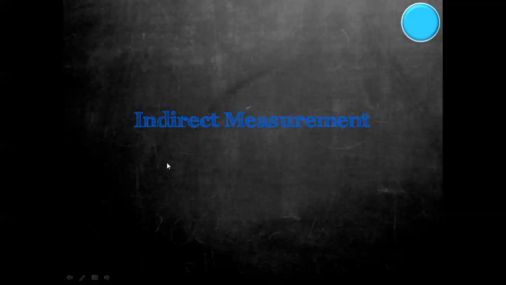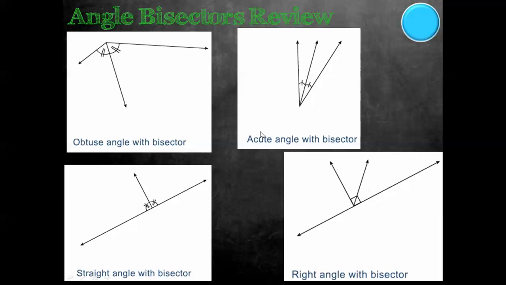In this lesson, we are going to cover the second part of indirect measurement. So a little bit of review here. Remember that an angle bisector is a line that bisects an angle. That means that the angles are going to equal each other. So here's what an obtuse angle bisector looks like.